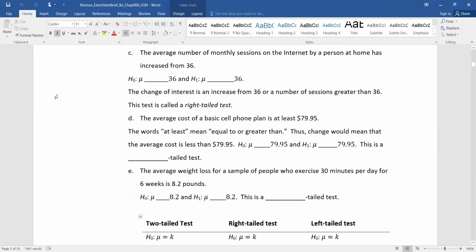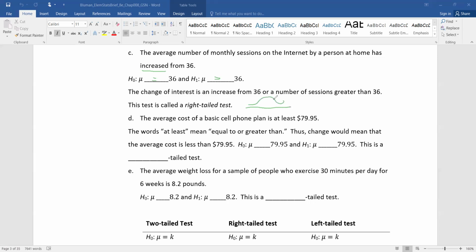On part C, it says the average number of monthly sessions on the internet by a person at home has increased from 36. So we see 36. So again, our null hypothesis would state that the mean is equal to 36. Again, null hypothesis always the equal. And then since it says here increased from 36, the alternative hypothesis is that the mean is greater than 36. So the change of interest is an increase from 36, or a number of sessions greater than 36, and this would be called a right tail test.